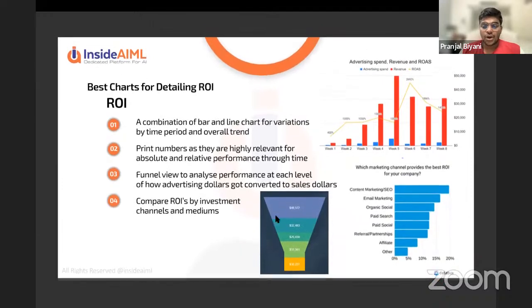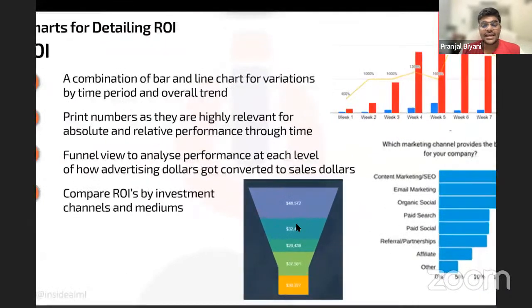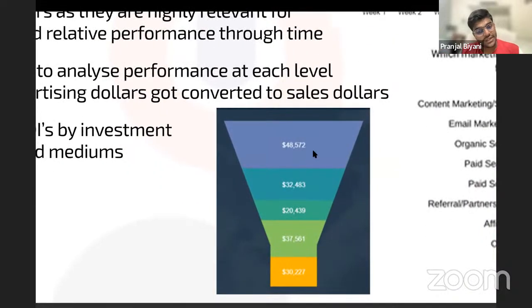right? You can also look at these bottleneck special charts. So what they mean is, let's say I started with $48,572. Then I gave my employees their salary. So I was left with 32,483. Then I gave my infrastructure cost, electricity cost, internet cost, etc.